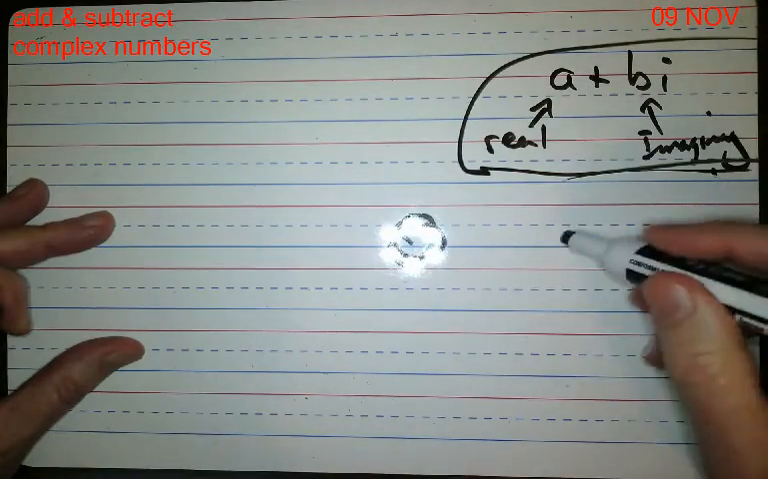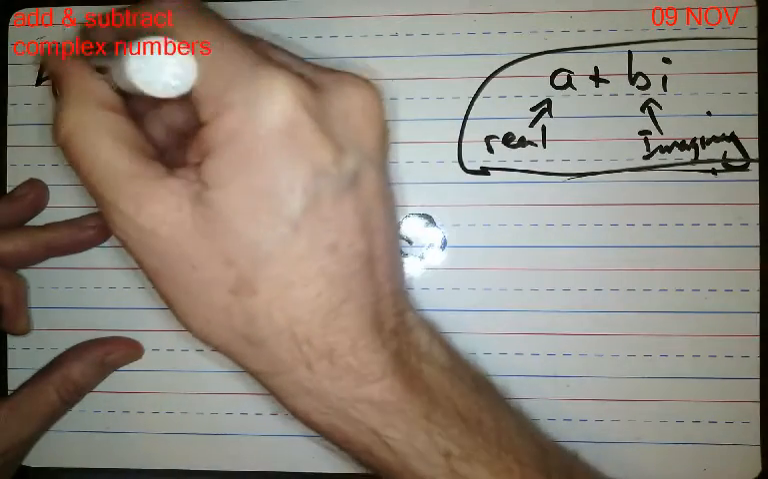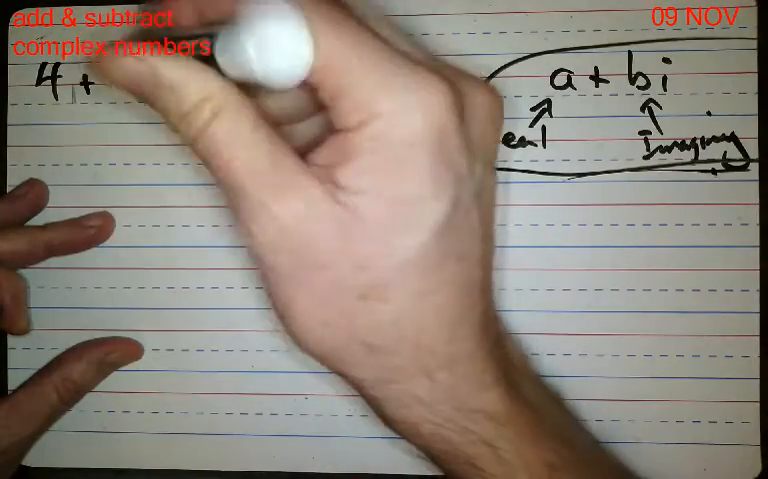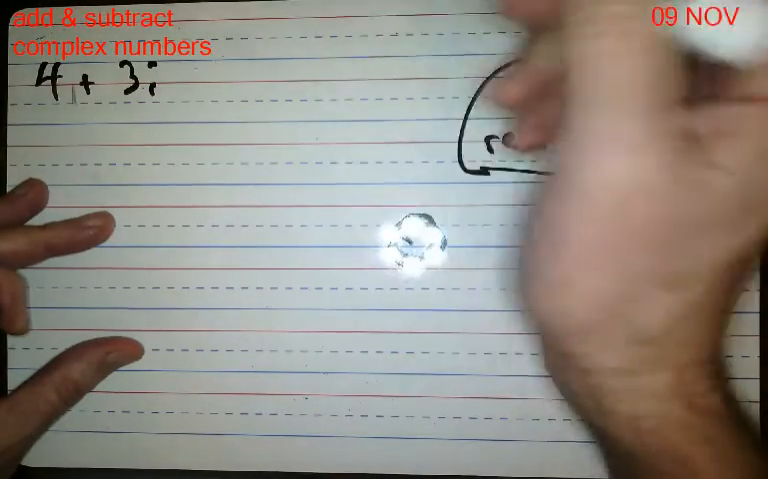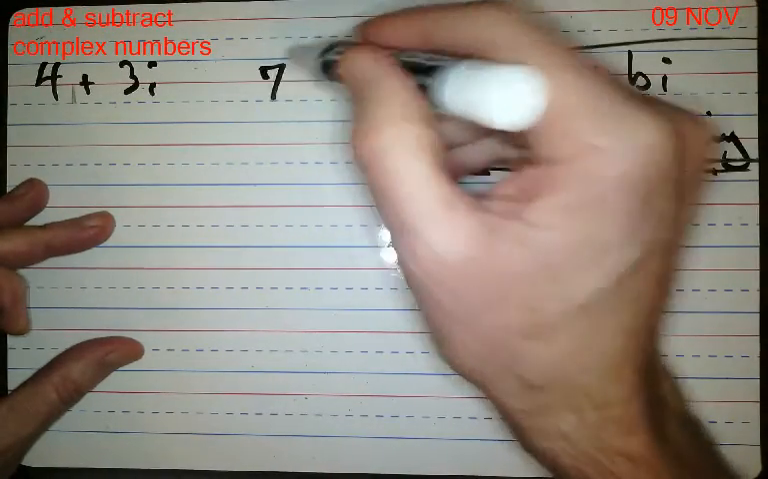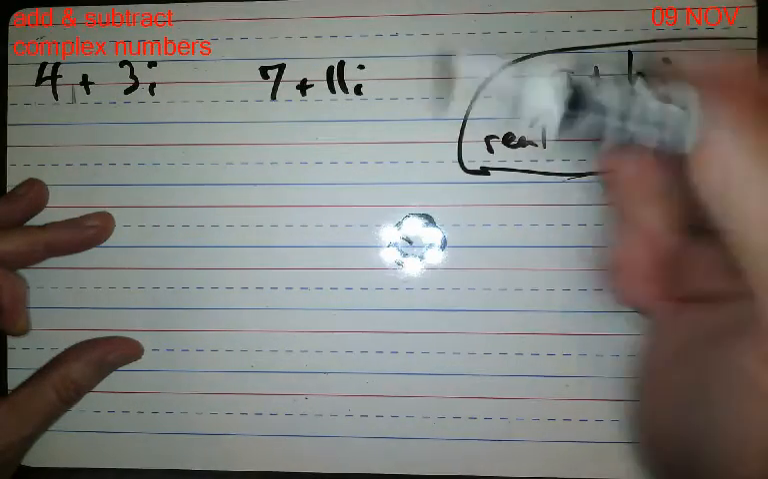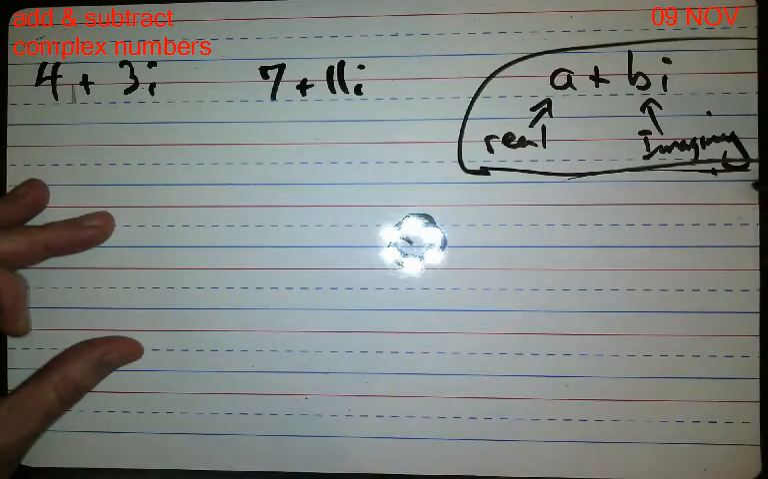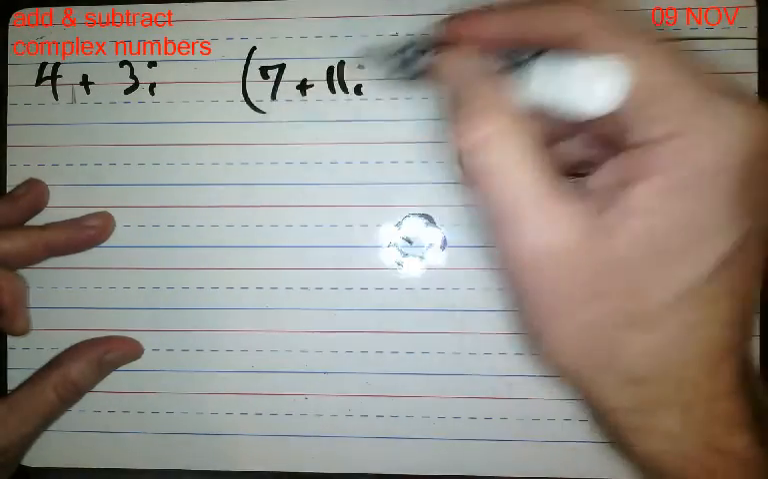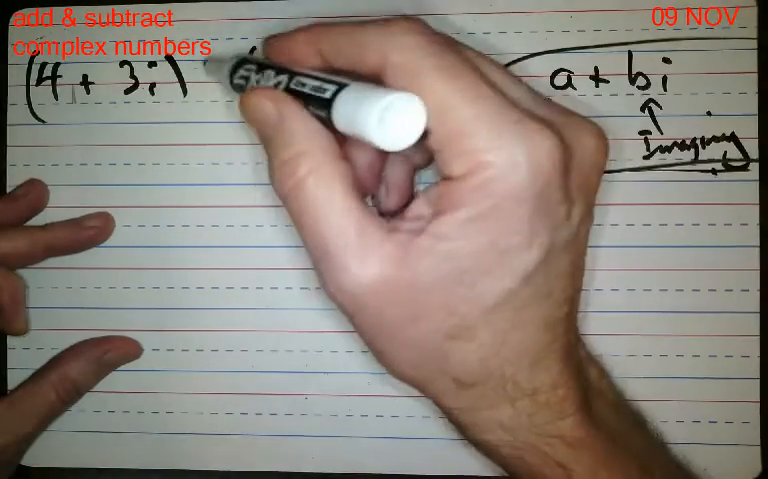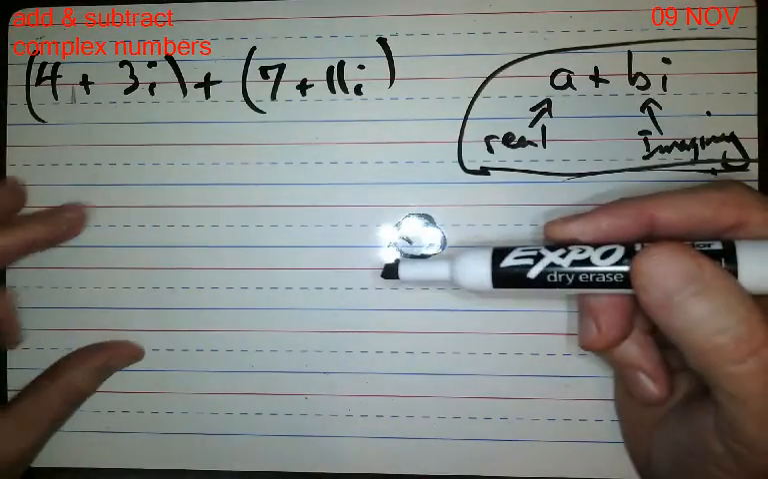So, like this, 4 plus 3i. And let's say 7 plus 11i. Okay? So, what can we do with imaginary numbers and complex numbers? We can do everything that we normally do with any number. So we can add them, and we can subtract them, and we can multiply them, and we can divide them. So we're going to learn how to do that. Today is just going to be add and subtract.